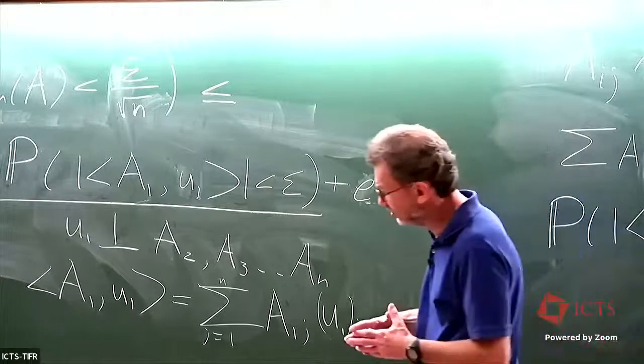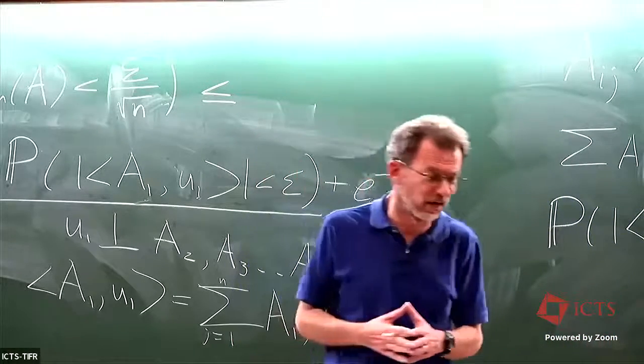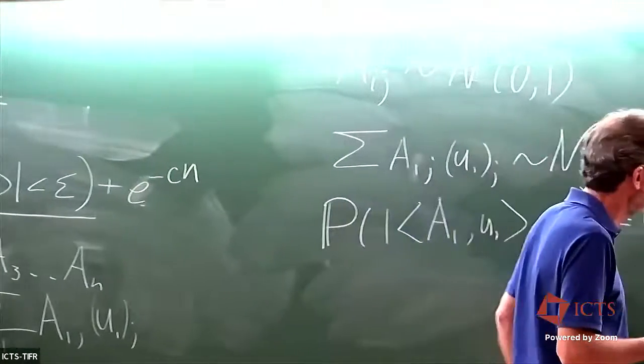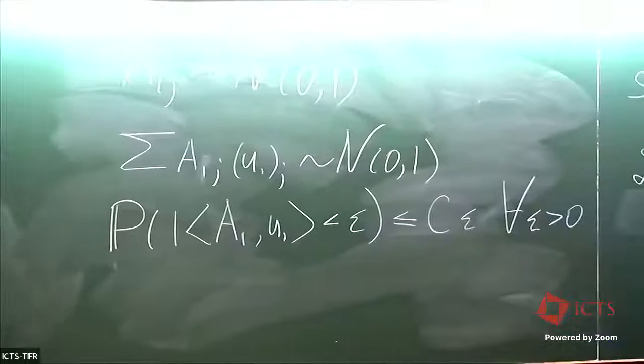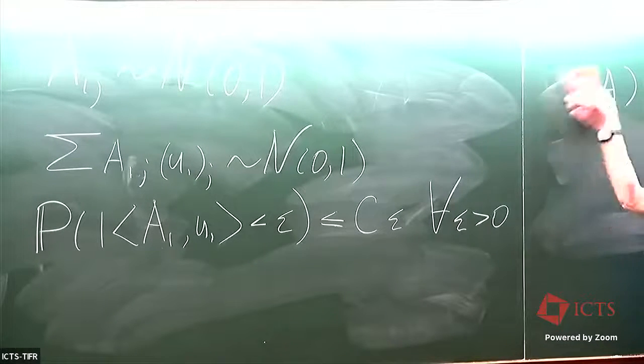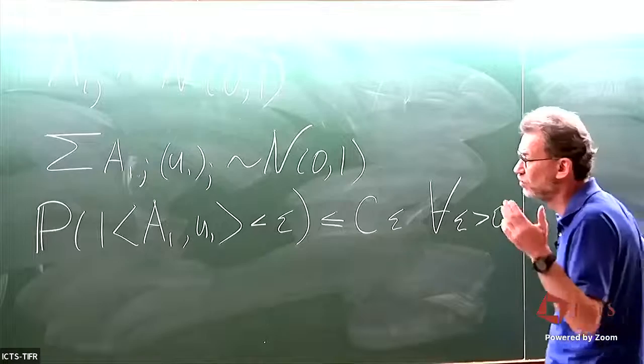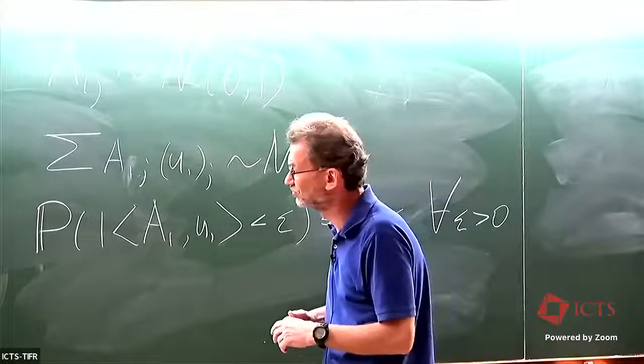This is underwhelming because we can do it for a Gaussian matrix in a dozen different ways. This is not a new thing, but let's try to exploit this idea for a general random matrix, let's say with Bernoulli entries.